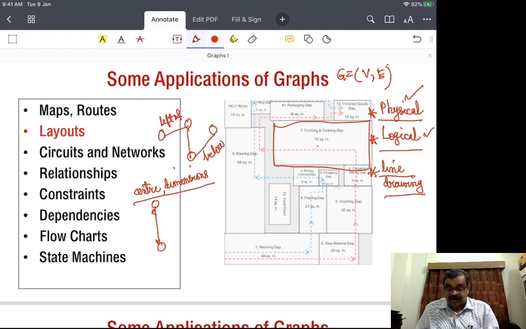In this line drawing, every corner point in this drawing would be a node, and every line segment touching these corner points would be an edge in the graph. So there are various ways in which you can model a graph of layouts depending on the application that is needed.